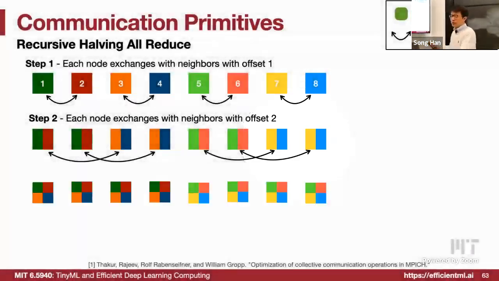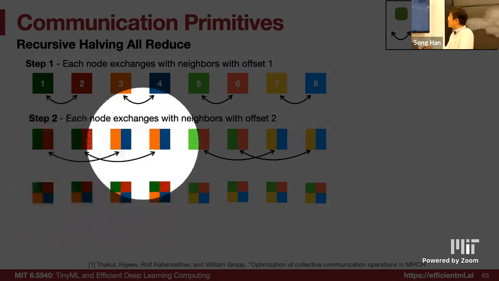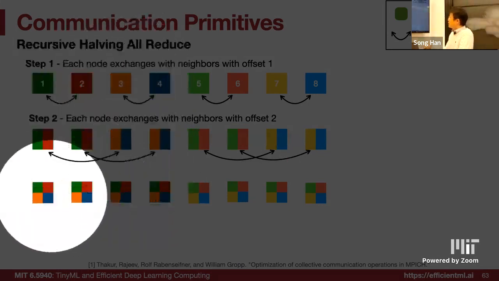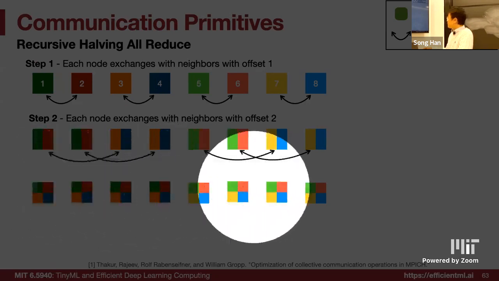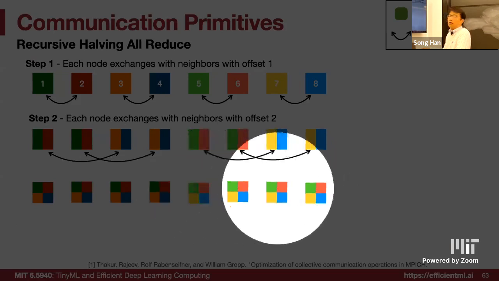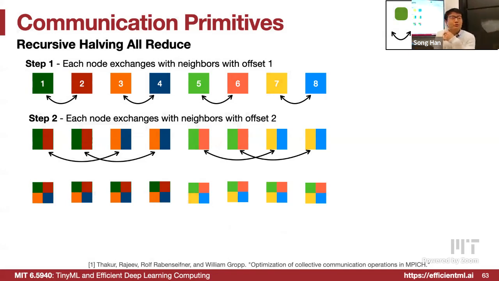And as a result, you can see we are already making some progress. Everything on the left already has all 4 colors. Everything on the right already has all 4 colors. So we can do one more iteration to complete this job. So let's brainstorm. What should we communicate in the next step so that everybody has 8 colors?